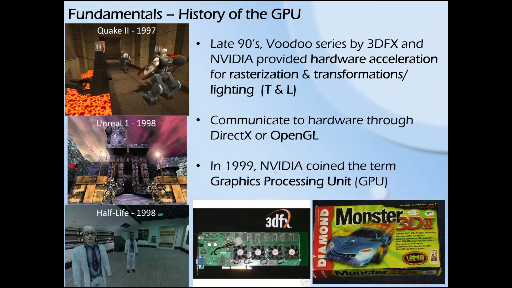The limitation was the fact that the CPU itself could only do so much. Now, around the late 90s, Voodoo and NVIDIA provided their hardware acceleration and rasterization hardware systems, such as the Monster card or the 3DFX cards as you see below. This allowed us to create hardware through DirectX or OpenGL that made it so that you would use certain methods or functions or commands that would automatically and very quickly process things for you.